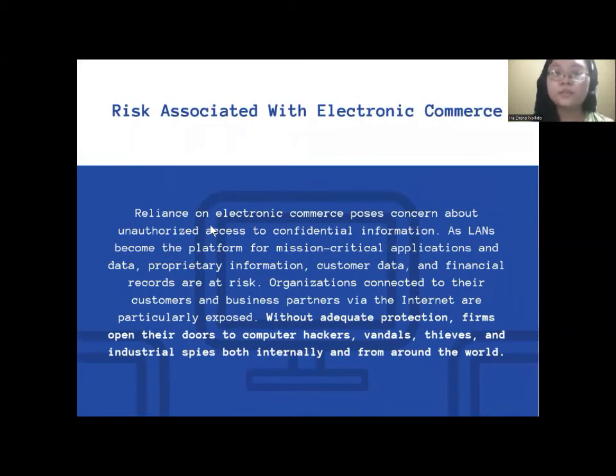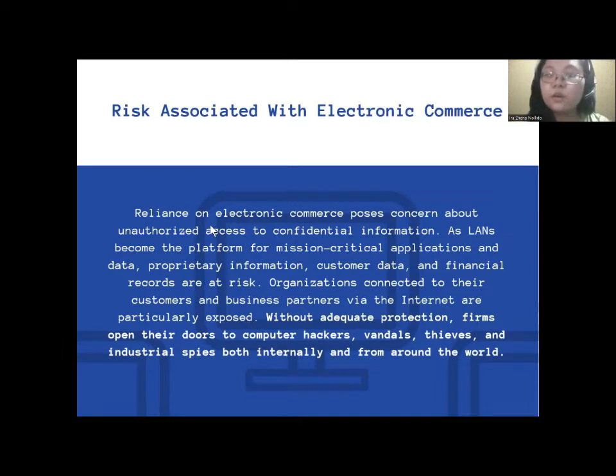Let me ask you, are there risks associated with the use of e-commerce? The answer is definitely yes. Reliance on electronic commerce poses concern about unauthorized access to confidential information, as local area networks become the platform for mission-critical applications and data. Proprietary information, customer data, and financial records are at risk. Organizations connected to their customers and business partners via the internet are particularly exposed.